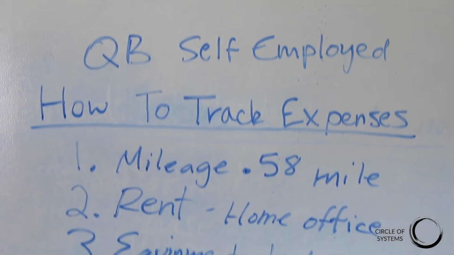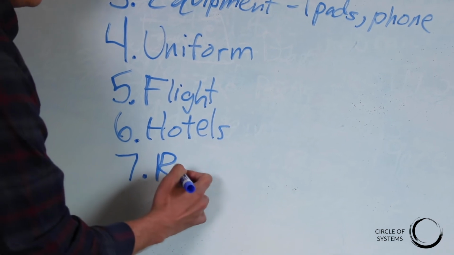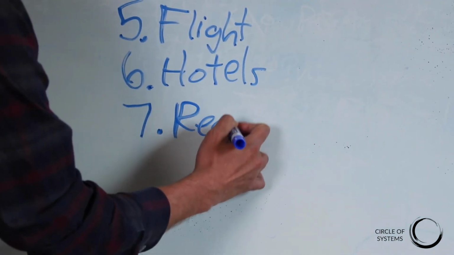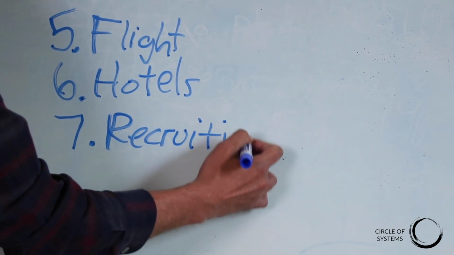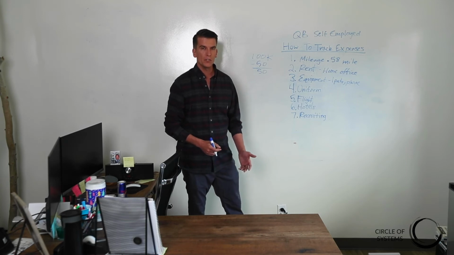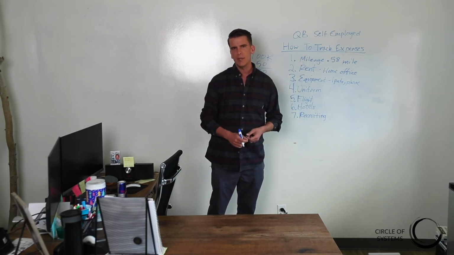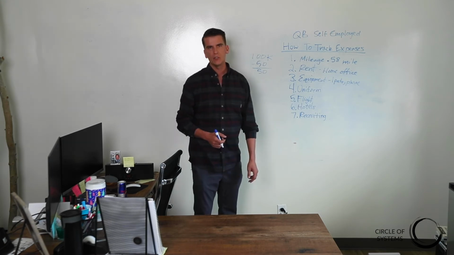Oh yeah, recruiting is a big one. You want to make sure that you're tracking recruiting. A lot of you guys, especially you managers, are spending tens of thousands on recruiting. But either way, if you're spending $500 or $5, track that expense, because now you don't have to pay tax on it. You might as well get the best benefit that you can out of the situation.